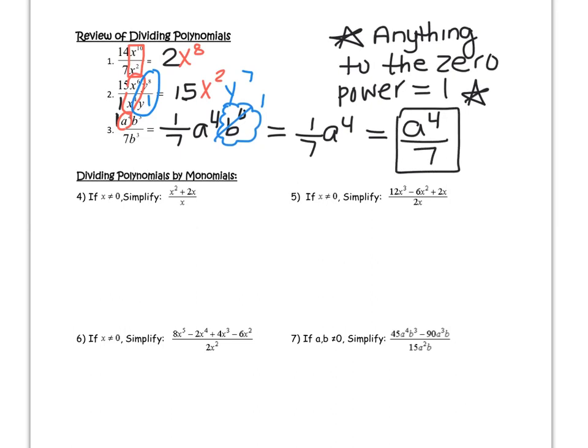Because the a to the 4th, if it's in the middle, it's the same thing as if it goes on the top. Okay, dividing polynomials by monomials is relatively easy. What you're going to do is you're going to divide everything on top by everything on the bottom. Just like this. So what is x squared divided by x? Nothing other than x to the 1st. You subtract the 2 and the 1, and you get x to the 1st.